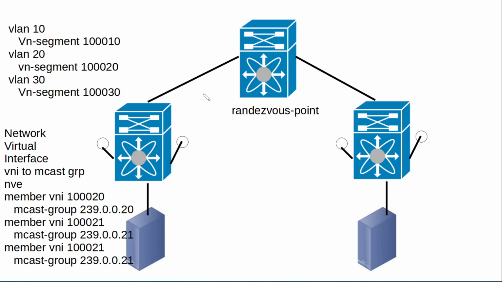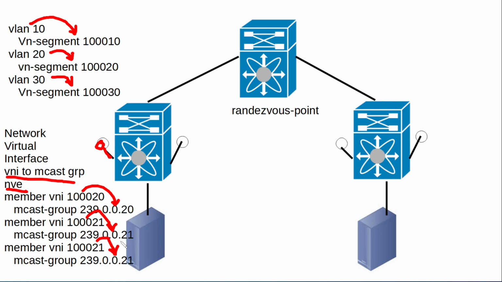In order to configure VXLAN, you first will have to map your VLAN IDs to your VNIs. You can use the VLAN configuration mode and you can establish that mapping there. Then you have to configure the network virtual interface, or NVE, where you will be mapping your VNIs to multicast groups. So here you will be mapping each VNI to a different multicast group.